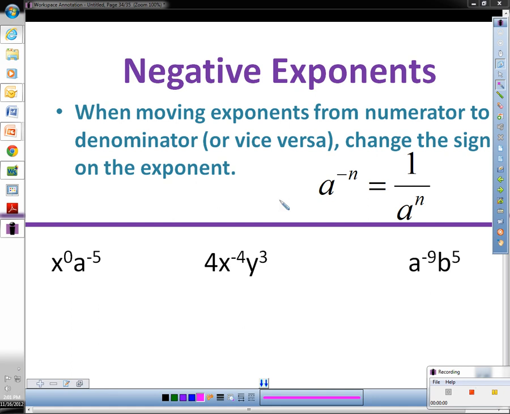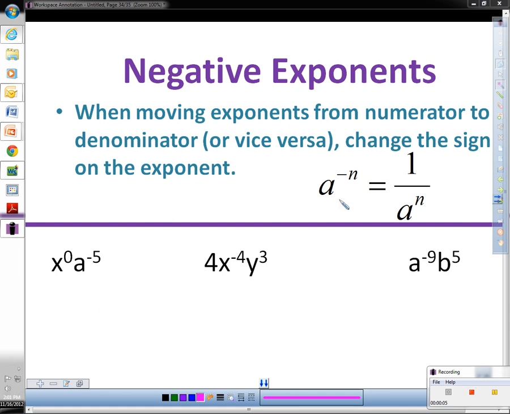When working with negative exponents, it's important to remember this. When moving exponents from the numerator to the denominator, or vice versa, you change the sign on the exponent. So if we have a negative exponent in the numerator, we can move it down to the denominator and make it a positive exponent. That's how we work with negative exponents. We get rid of them by changing them into positives.